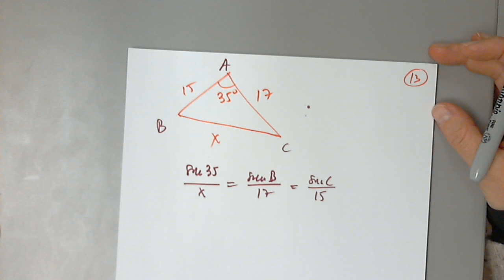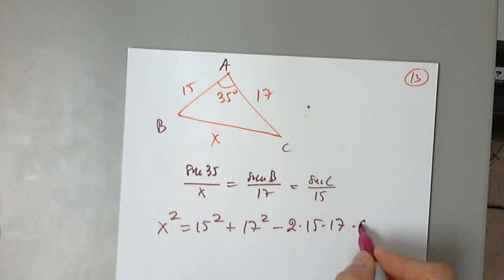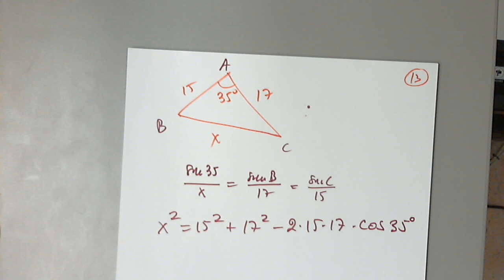So indeed, x squared equals 15 squared plus 17 squared minus 2 times 15 times 17 times cosine 35. So please calculate this and take the square root.